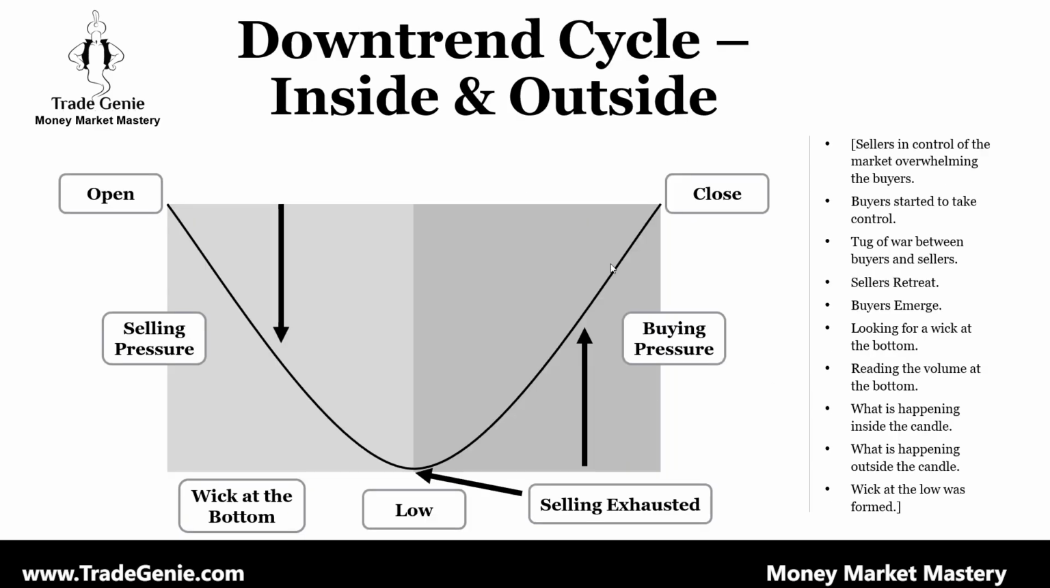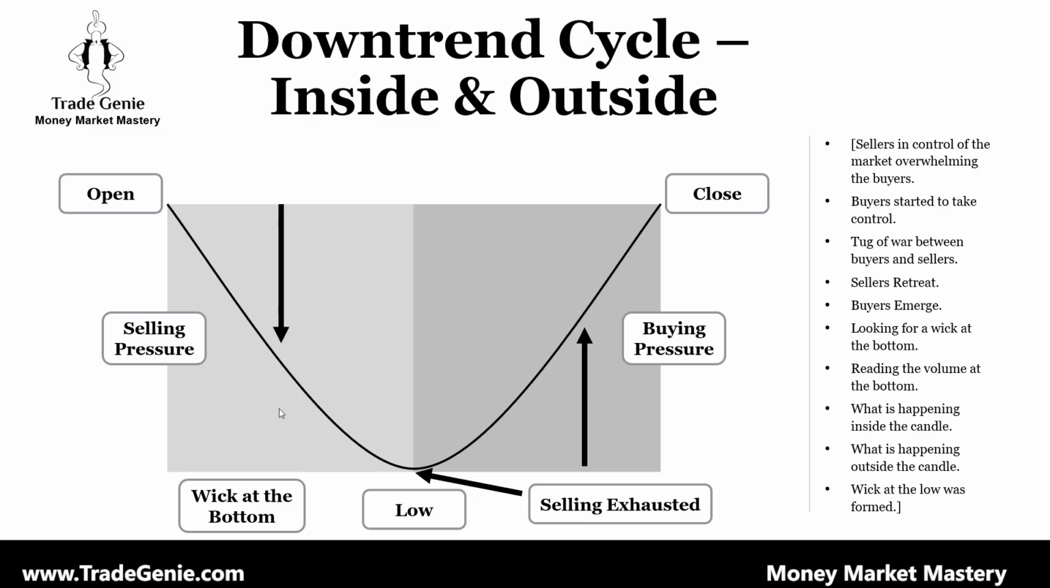Now this is another way of looking at it, which is a downtrend cycle, an inside and outside day. Sometimes the stock is under pressure and it's selling off, going down. This is where the stock opened and it started to move down, down, down, down, and then it makes a low. So here is the selling pressure, and that is why the stock did this. There are more sellers than buyers, so it's just coming down.